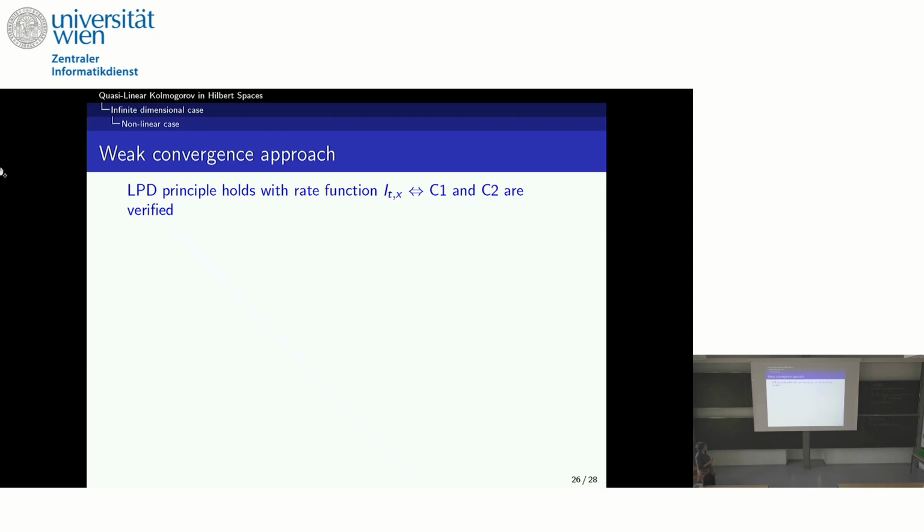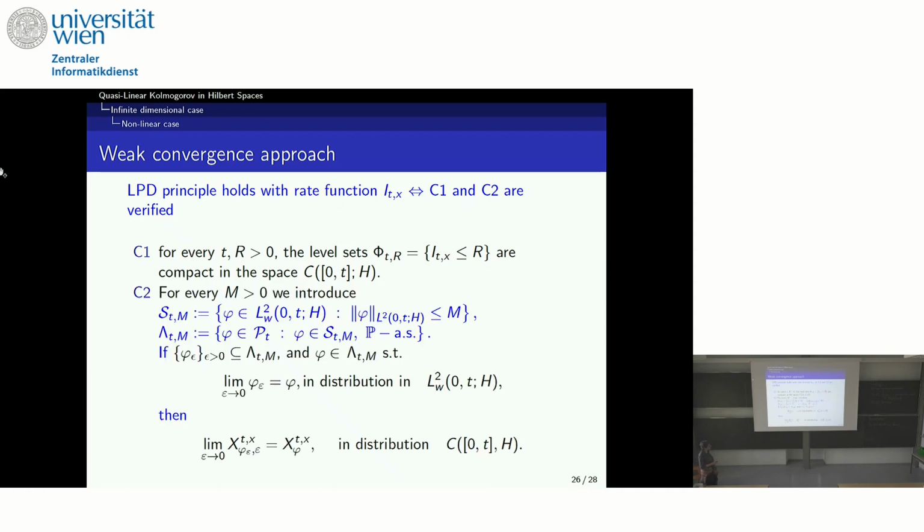Technically, we proved the large deviation principle using the weak convergence approach introduced by Dupuis in 2008. So, instead of proving the large deviation principle directly, we show that our equations fulfill C1 and C2, where C1 is the compactness of the level sets as before, but C2 is the following weak convergence requirement. If the controls converge in distribution in the space of L2 with respect to the weak topology, you have to prove that the associated controlled equation behaves properly.